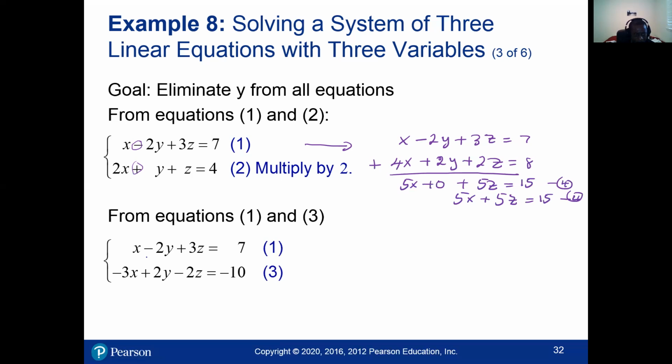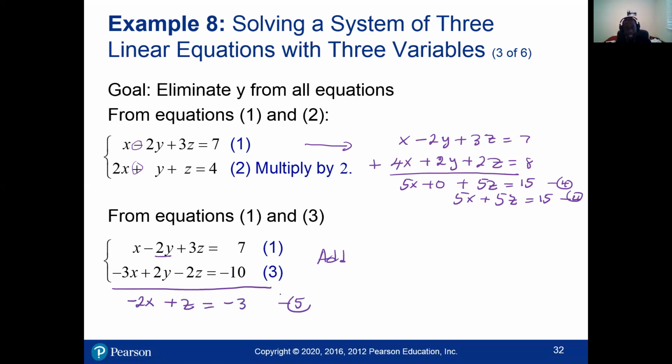Now, as we can see, this is equation 1. We have minus 2y, and then we have positive y. So basically, we're going to add these two equations. When I add them, I don't need to multiply any equation by any nonzero constant, because if I add them straight away, the y will go away. Now, when I add, I get minus 2x plus z is equal to negative 3. We'll call this equation 5.